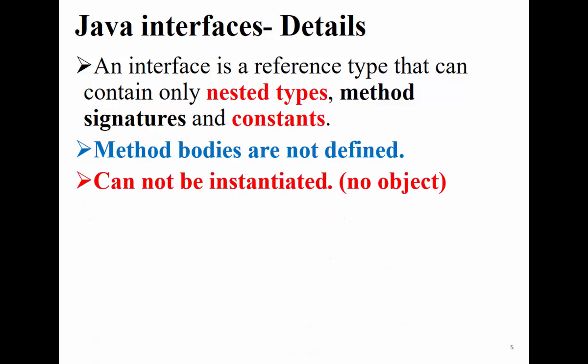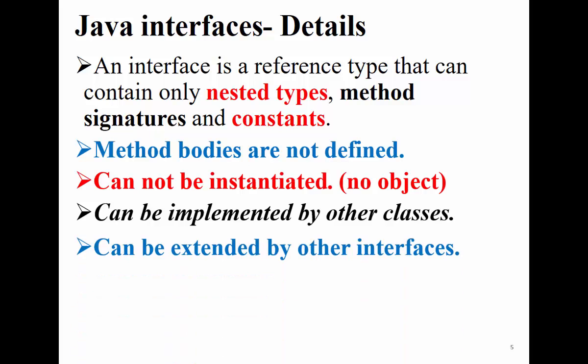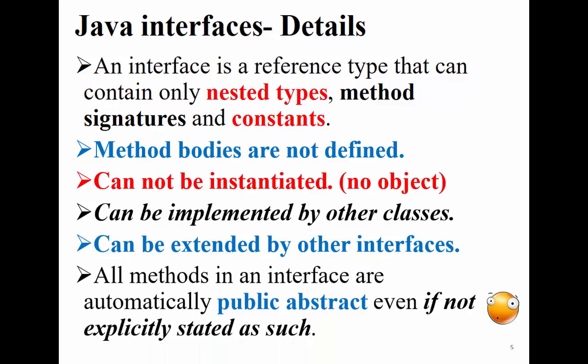You cannot create an object from the interface. Whenever you decide to implement the interface, you have to say implements interface. So a class can implement an interface, but a class cannot extend an interface. Another interface can extend an interface, but classes normally implement the interface. Another interface can extend an existing interface by adding some additional methods.